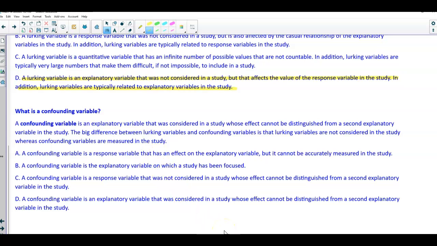So, it's going to be the following. D. It says a confounding variable is an explanatory variable that was considered in a study whose effect cannot be distinguished from a second explanatory variable in the study.